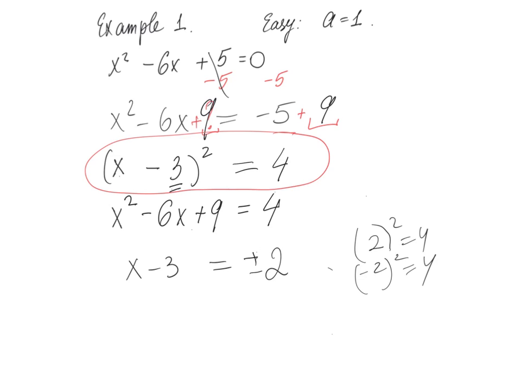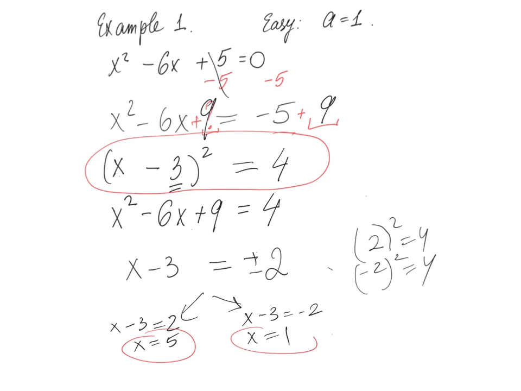And that gives us two options. If it's plus 2, then it's a little equation, x minus 3 equals 2, and then x equals 5. Or it could be x minus 3 equals negative 2, and then if you add 3 to both sides, it's x equals 1. So that gives us two solutions to our quadratic equation.